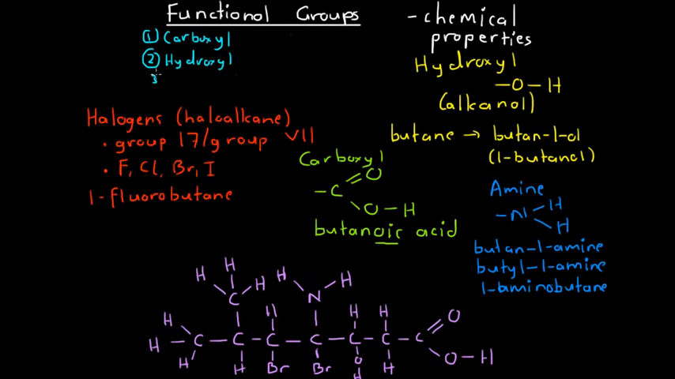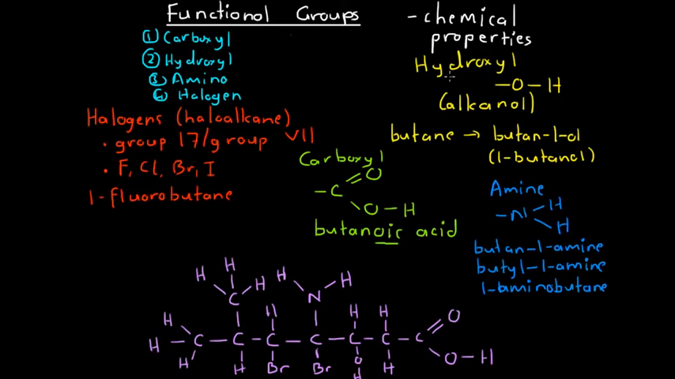Our third priority is our amino group, and our fourth priority is our halogen. And so what that means is that no matter what, if we have a carboxyl functional group, we get to call it an oic acid.